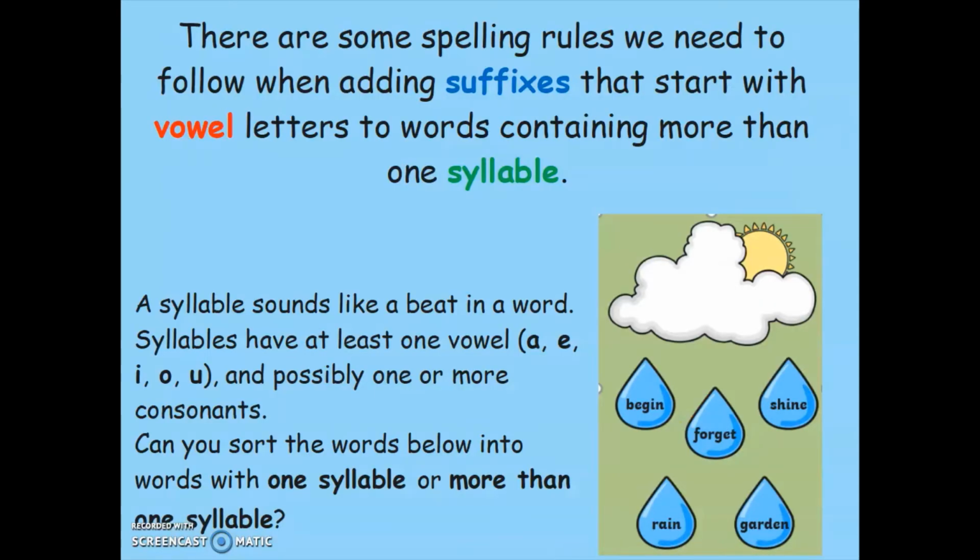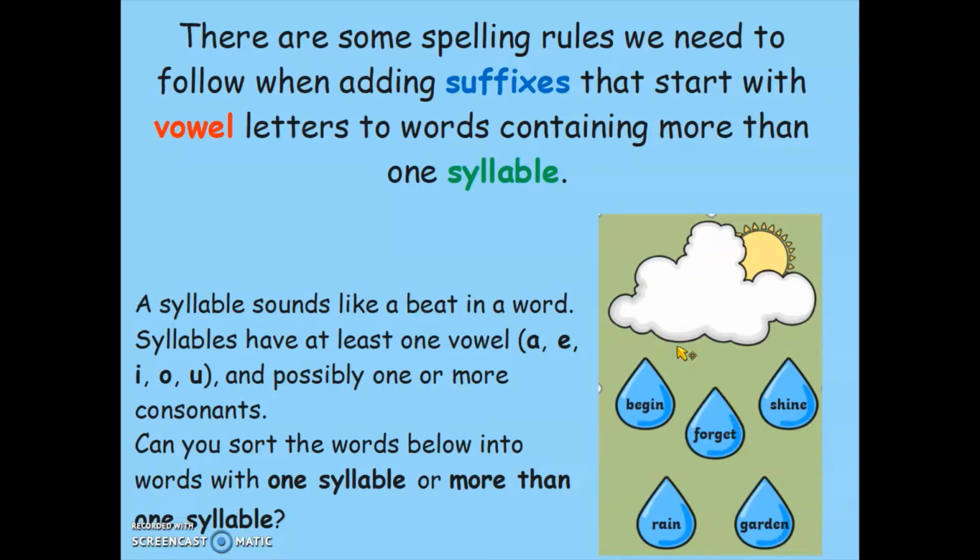When adding our suffixes that start with vowel letters to words containing more than one syllable, we need to be really, really careful. And there's a special rule that we need to do. I think we all know from our word aware lessons that a syllable sounds like a beat in the word. So we're going to have a look at these 5 words, and we're going to sort them into words that have one syllable and more than one syllable. You can clap them out if you find that helps you.